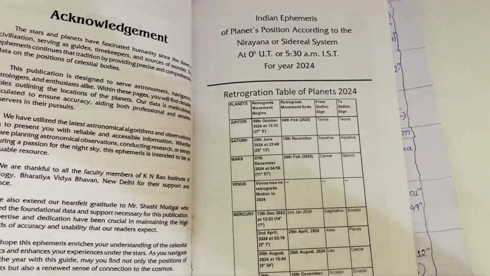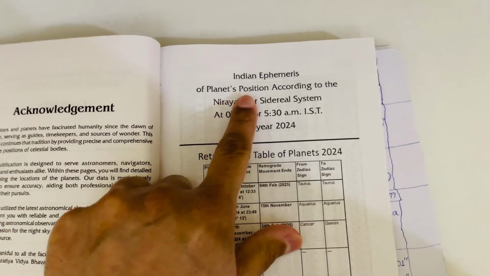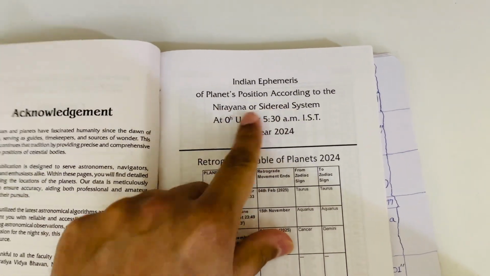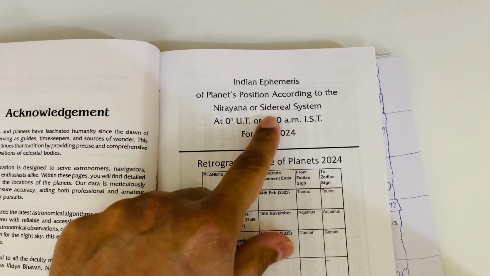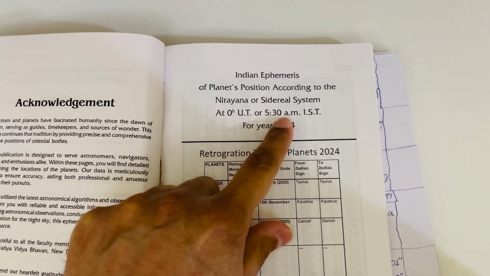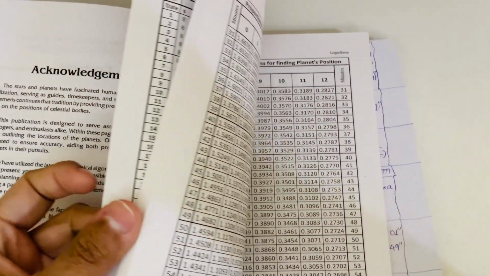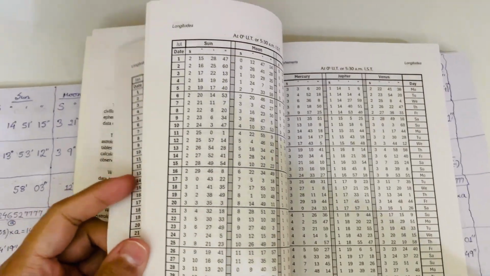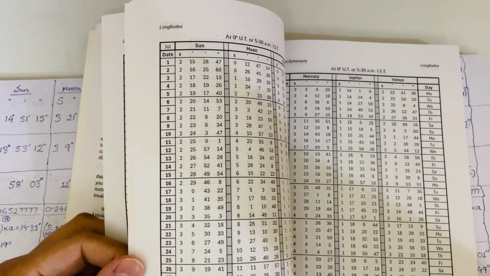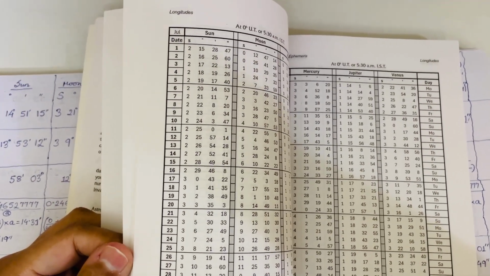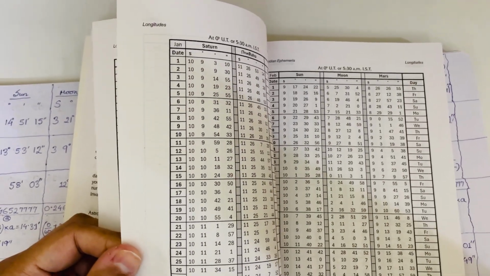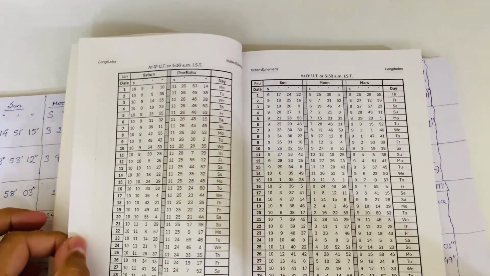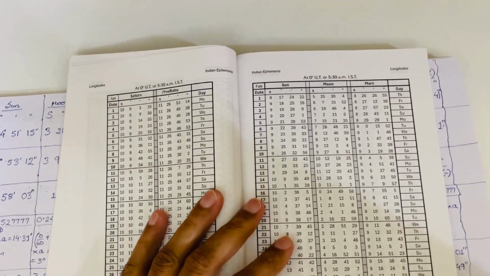All of these values, it's written, Indian ephemeris of planets' position according to the Nirayana system or the sidereal system. This is at 5:30 a.m. IST. So for the year 2024, all of these values are at 5:30 a.m. In all the ephemeris books, like Vanis Ephemeris, you will find that the ephemeris reflects the values at 5:30 a.m.